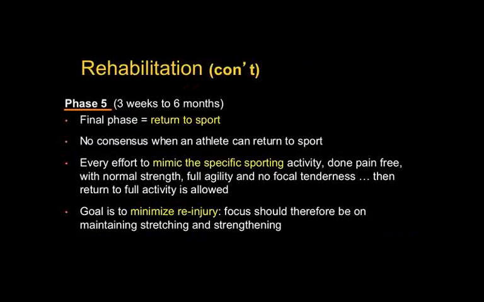So that final phase is looking at the return to sport. And there's no consensus in the literature on when the athlete can return to sport. So use every effort to mimic sport-specific training activities done in pain-free ranges, normal strength they must have back, full agility, no focal tenderness. Then most people agree that full activity is allowed. The goal is to minimize re-injury. That's the biggest thing here. And focus should therefore be on maintaining flexibility around that area and associated areas, but especially strength, concentric and eccentric strength and strength ratio.